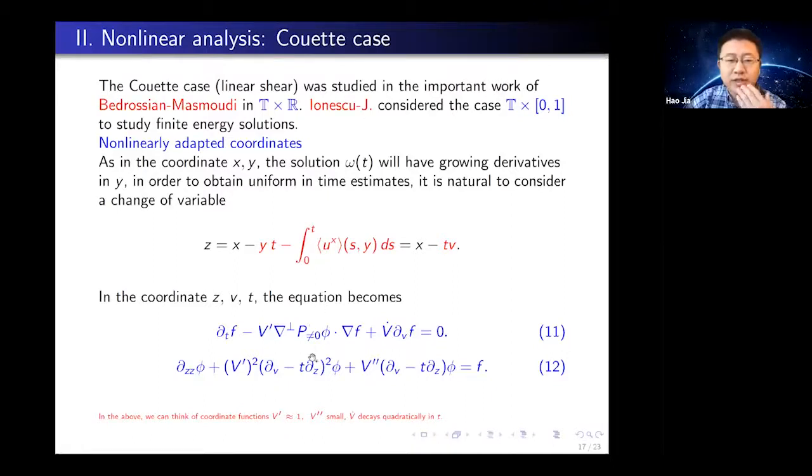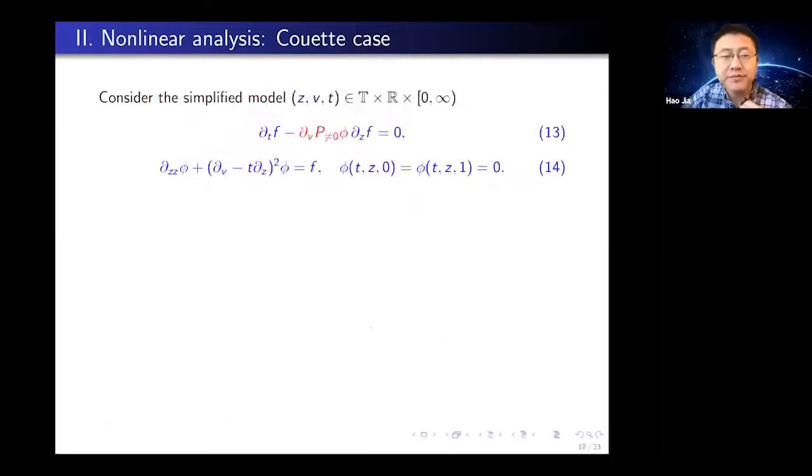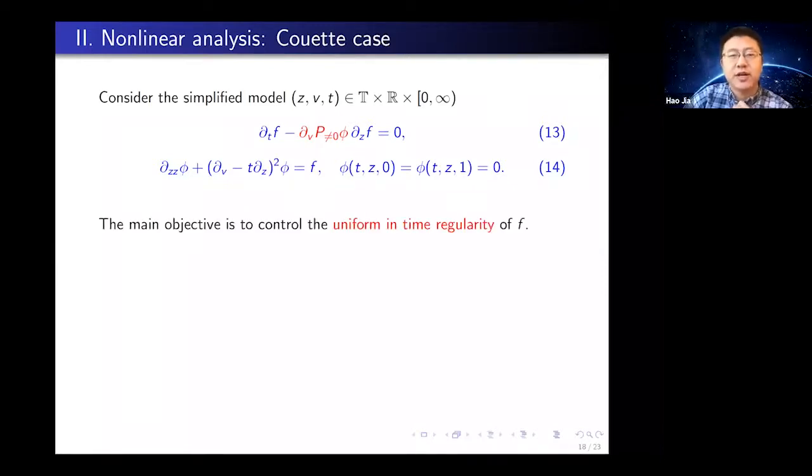And in this one, because everything is close to Couette, in fact, we have good knowledge of the coefficients v prime and v dot. So v prime is of order 1, v double prime is small, v dot is very small and decays fast. Not very fast, 1 over t squared. So we can consider the following simplifying model, which is partial t f minus this velocity field partial z f equal to 0, and phi is given as the solution to the elliptic equation. And actually, this is a self-contained system. One can study this to gain some insight for the nonlinear analysis.